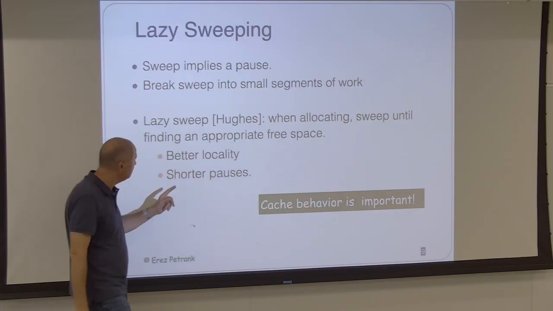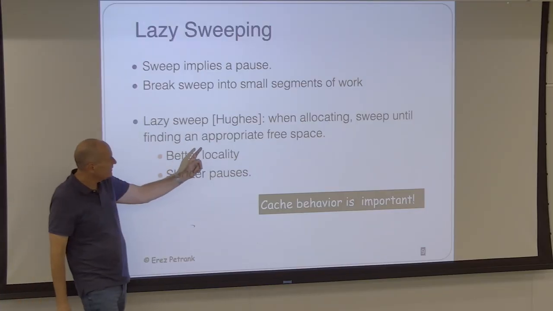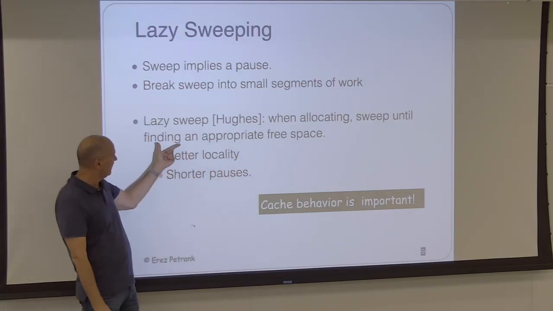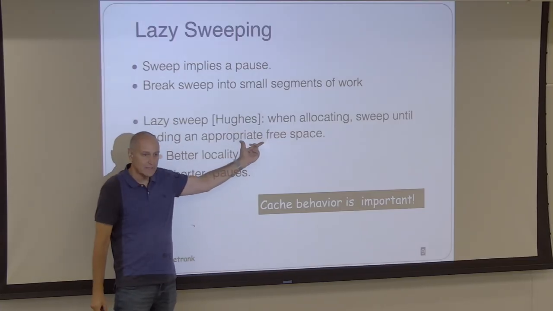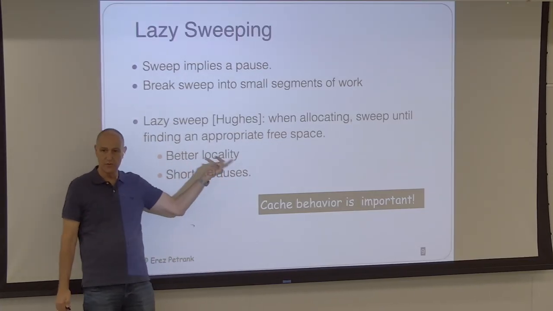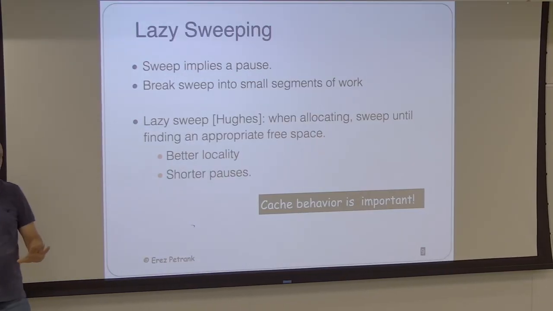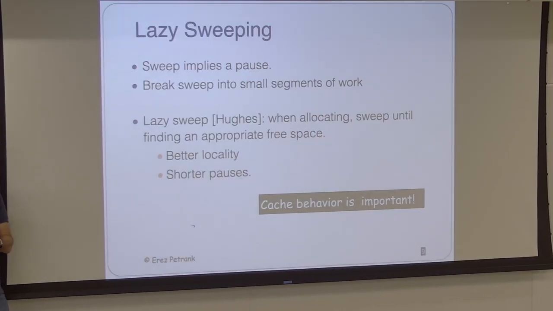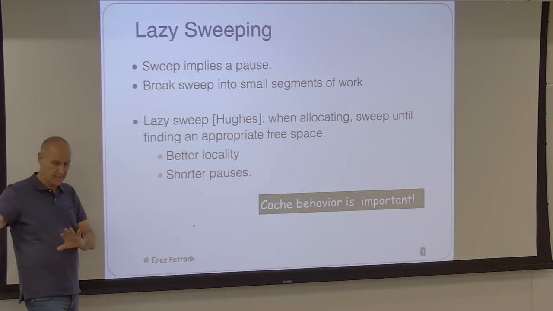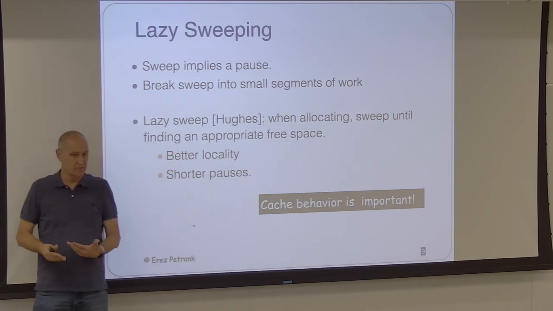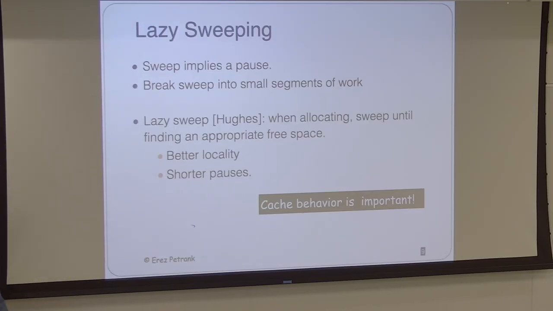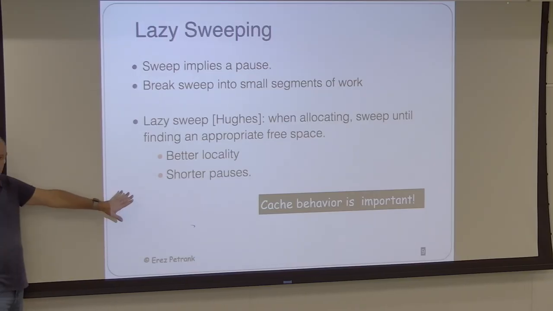So this is really good because when you get through the sweep to an area, you allocate it, and then the program starts to use it, then there is good matching between the GC work, the garbage collection work, the sweep, and the program. They're touching the same space. So this is good for locality. Questions about lazy sweeping?